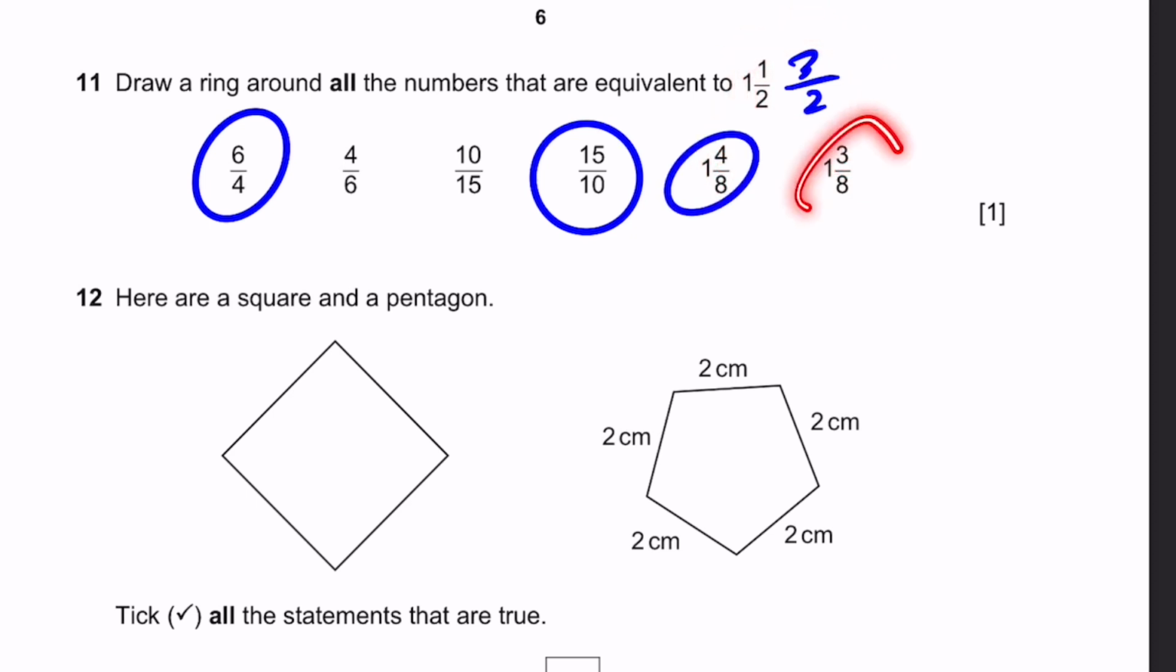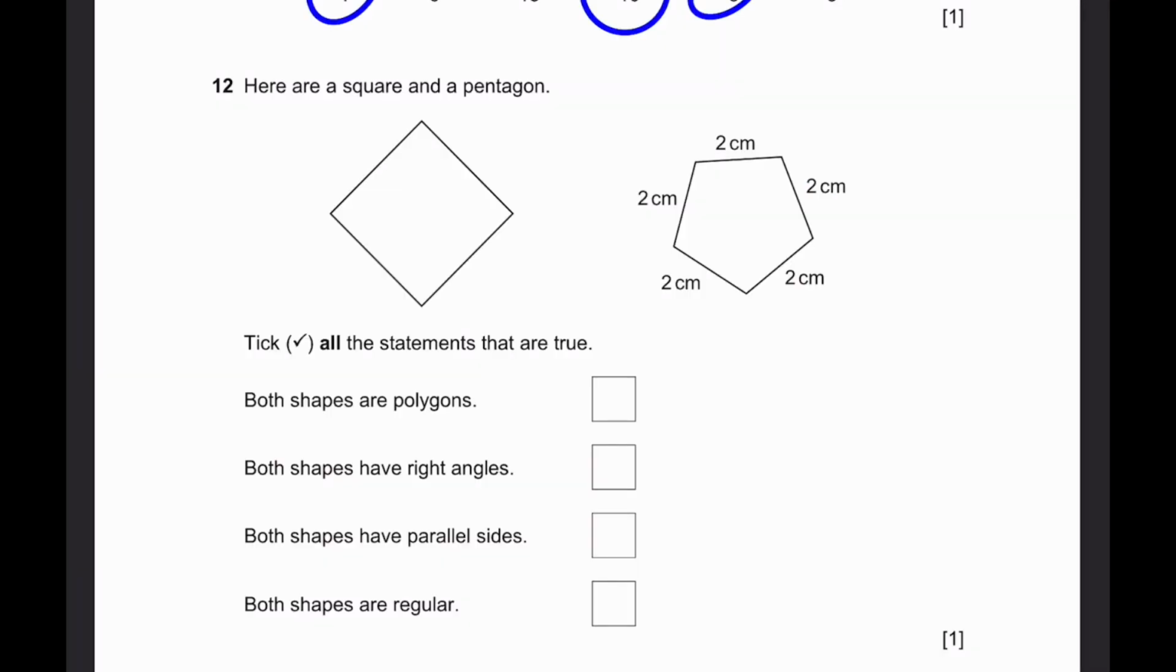And as for 13 by 8, this cannot be simplified further, but then it's not equal to this. Therefore, it's not equal to 1.5. That's our answer.